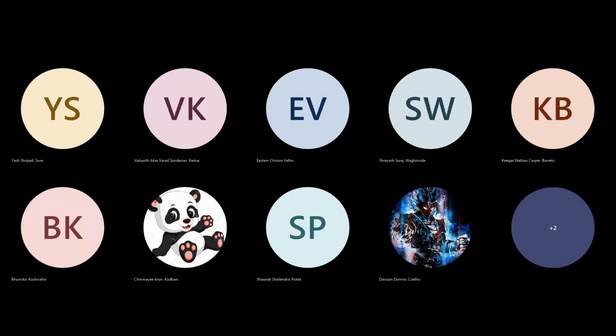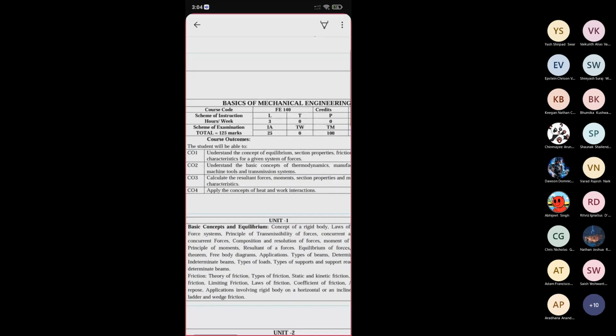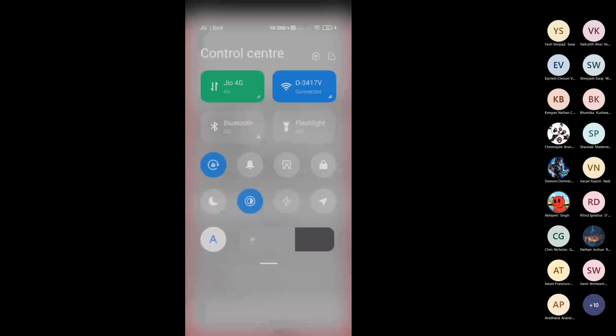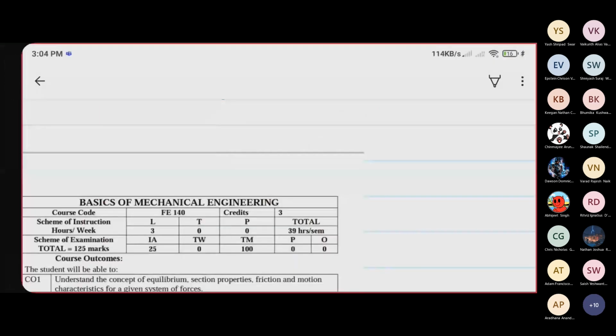So why this subject is there for you, that we need to find out. Before that, why, where, when, instead of all those questions, let's see what is there in your syllabus. So whenever we go to any subject, first important thing is we need to know what is the syllabus, right? Our course code is FE140.